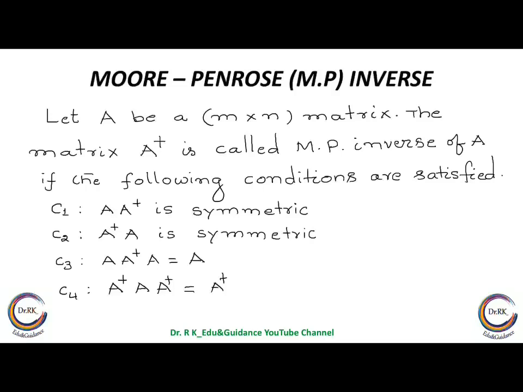So let A be a rectangular matrix of order m by n. Then another matrix A plus can be called the MP inverse if it satisfies these conditions. The first condition is that A into A plus is symmetric, and also A plus into A is symmetric. The third one is A into A plus into A equal to A. The other one is A plus into A into A plus equal to A plus.